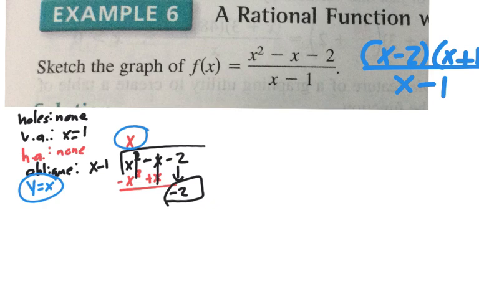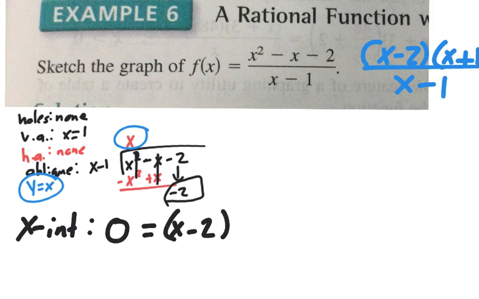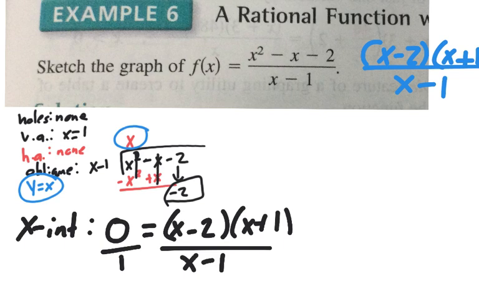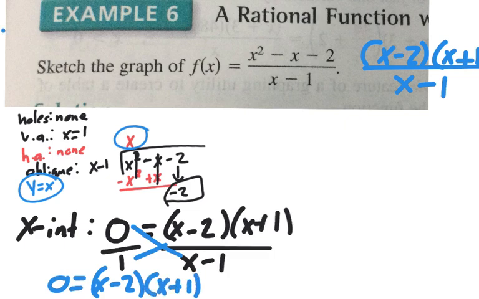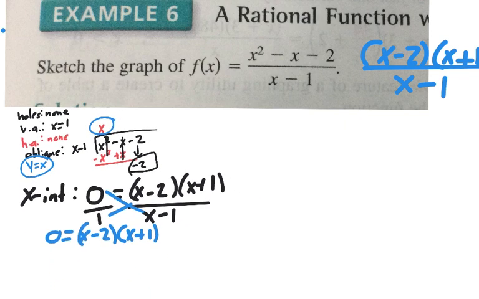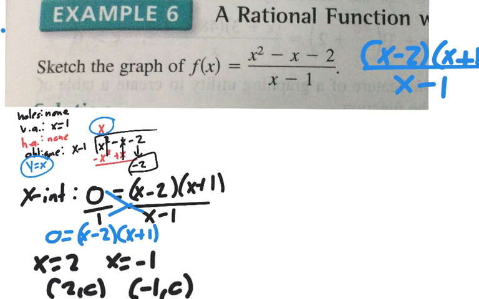before we graph it. Now, let's go ahead. Find the x-intercepts. Where do the x-intercepts happen? When y is 0. So I've got 0 equals x minus 2 times x plus 1 over x minus 1. Cross multiply. That's going to tell me 0 equals x minus 2 times x plus 1. So two things multiply to be 0, so solve each one. So we get x equals 2 and x equals negative 1. So my x-intercepts are at (2, 0) and (negative 1, 0).